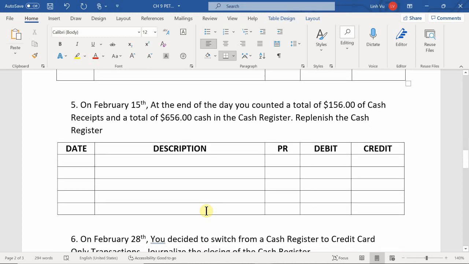Then on February 15th, at the end of the day, you counted a total of $156 of cash receipts and a total of $656 cash in the cash register. Replenish the cash register.